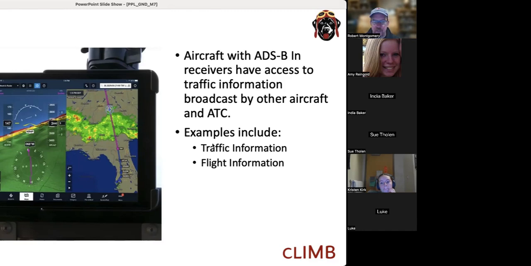You can see where the terrain is. You can see where the thunderstorms are. You can see where the traffic is. You can get your NOTAMs. You can get your weather reports. You can get all kinds of stuff.